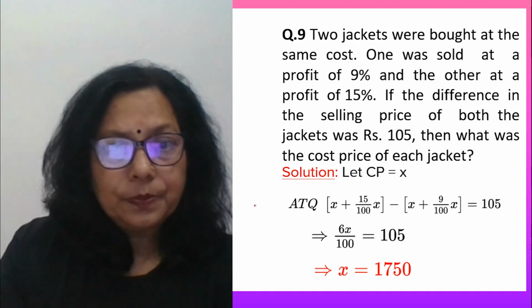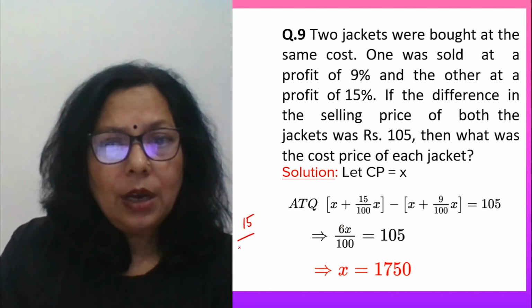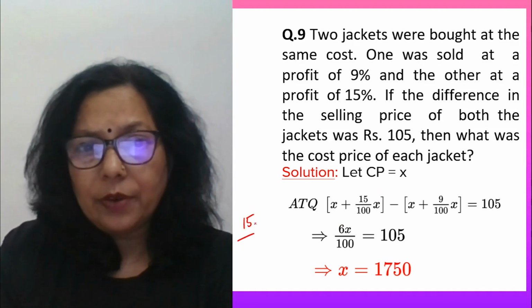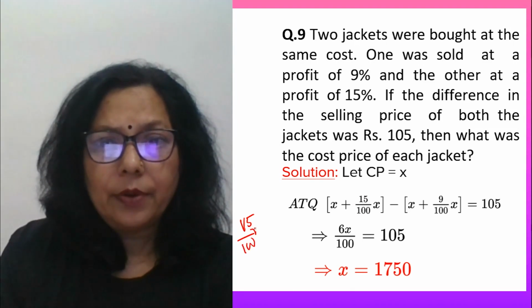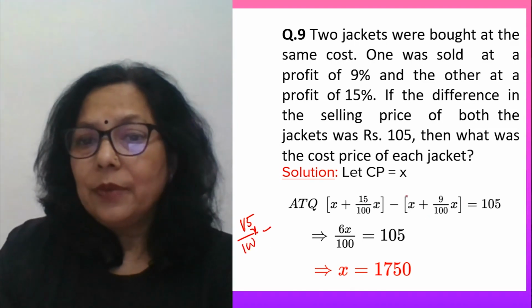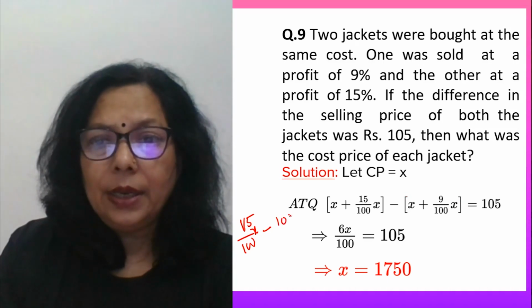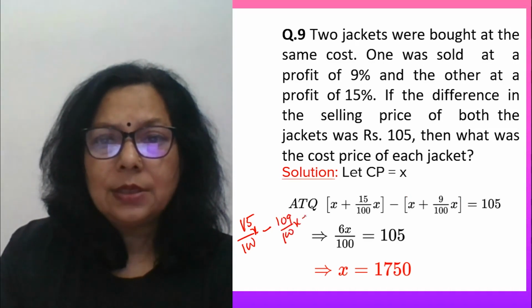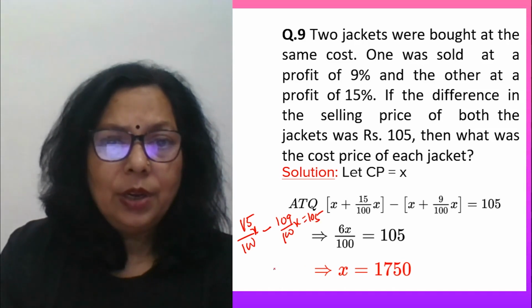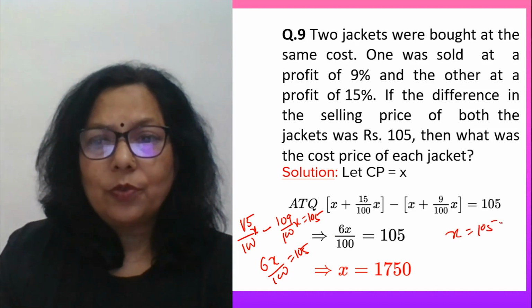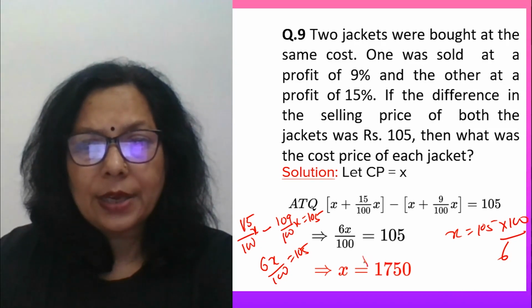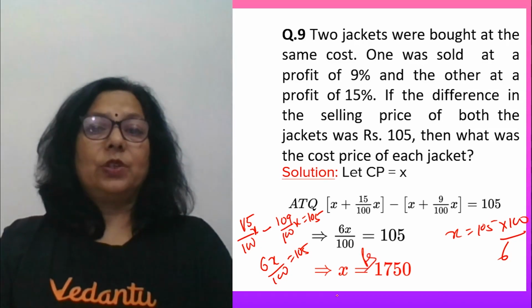So that is 15 upon, sorry, 115, because 100 plus 15, 115 upon 100x minus, this will give you 109 upon 100x is equal to 105. It comes to 6x upon 100 is equal to 105. So x is equal to 105 into 100 upon 6. On solving, you will get x is equal to rupees 1750.